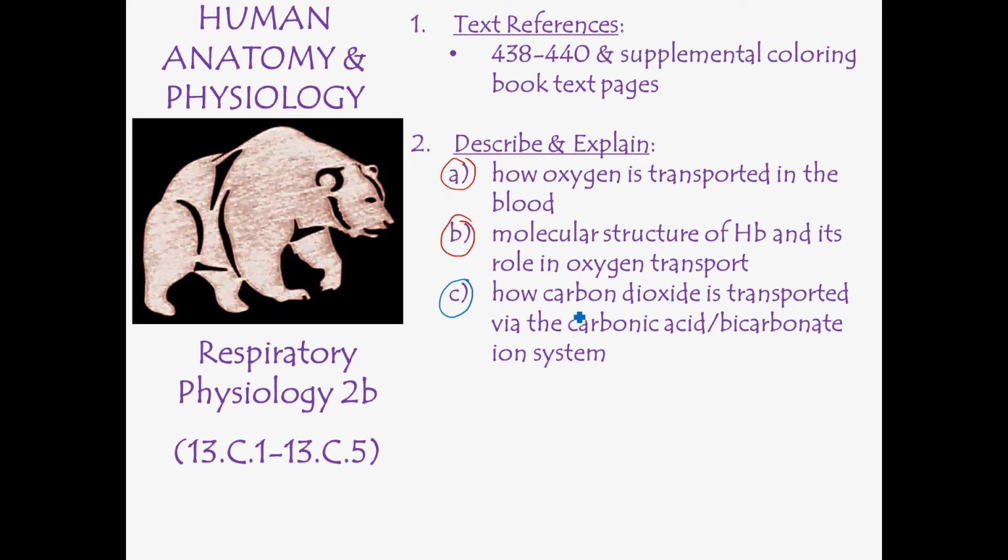So there are a few different ways in which carbon dioxide is transported in the blood here. Let's get started with this. According to the coloring book page there, about 67% is transported as bicarbonate ion, about 24% as carbaminohemoglobin, and then 9% of the carbon dioxide is dissolved actually in the plasma.